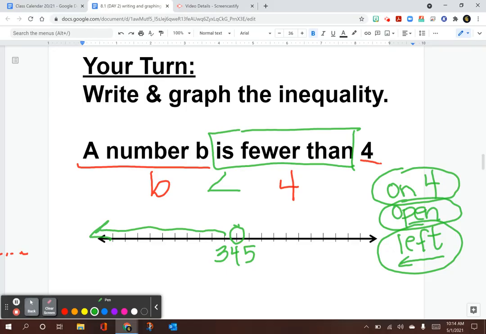How'd you do on that? Were you able to write your inequality? Did you start at the right solution? Did you leave your circle open to not include 4? And did you go left to pick all the numbers that are fewer than 4?